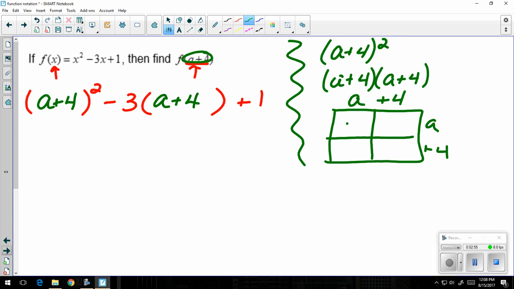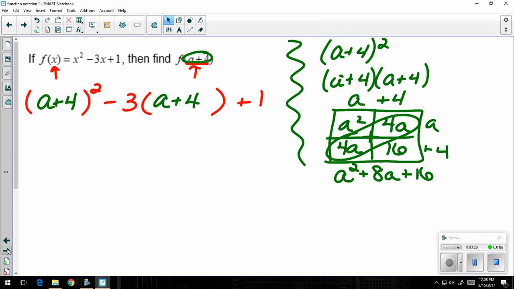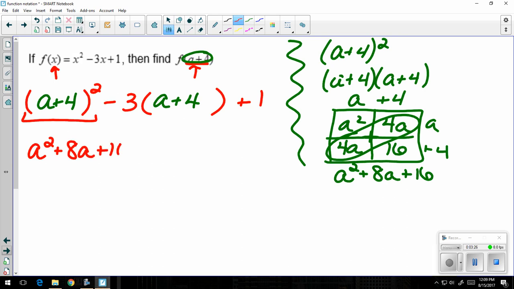A times a gives me a squared. A times 4, 4a. A times 4, 4a. And 4 times 4, 16. My diagonals match up. So when I combine like terms, I end up with a squared plus 8a plus 16. So now that's my scrap work. I'm going to take that back over here, and that's what this expression was. So a squared plus 8a plus 16.